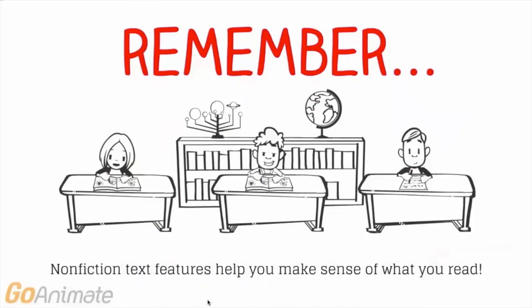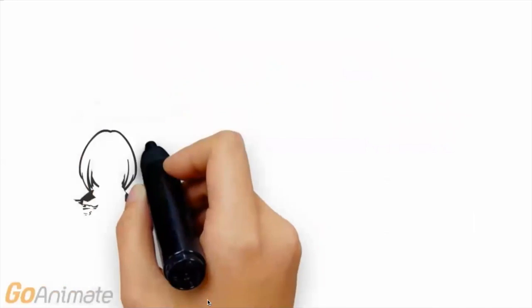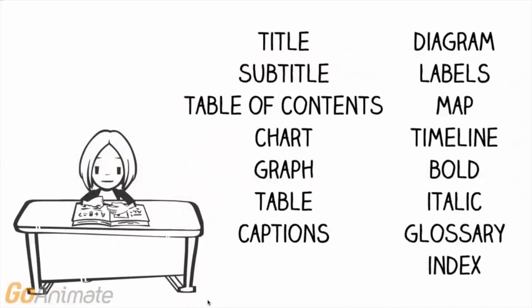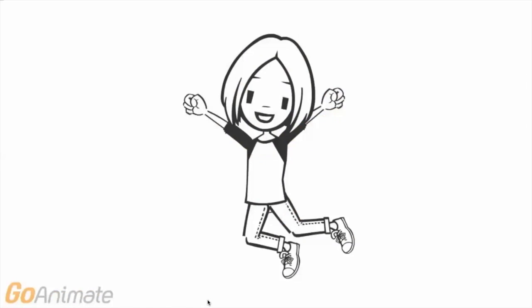Nonfiction text features are the things found in nonfiction materials that help you make sense of what you read. Let's look at the text features we've learned so far. Title, subtitle, table of contents, chart, graph, table, captions, diagram, labels, map, timeline, bold, italic, glossary, index. Thanks for listening.